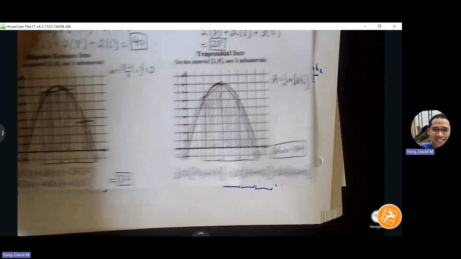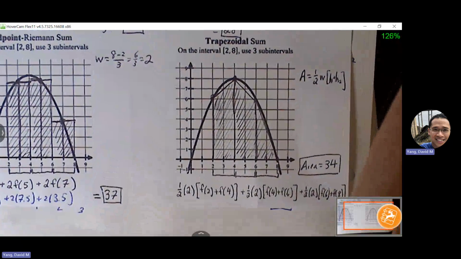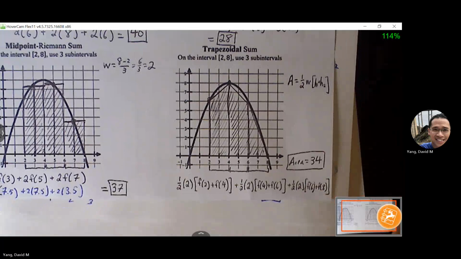Okay, so here is what the result will look like. 1/2 of the width times f of 2 plus f of 4, and then f of 4 plus f of 6, then f of 6 plus f of 8. I didn't spell out each of those y values, but it ends up totaling 34.